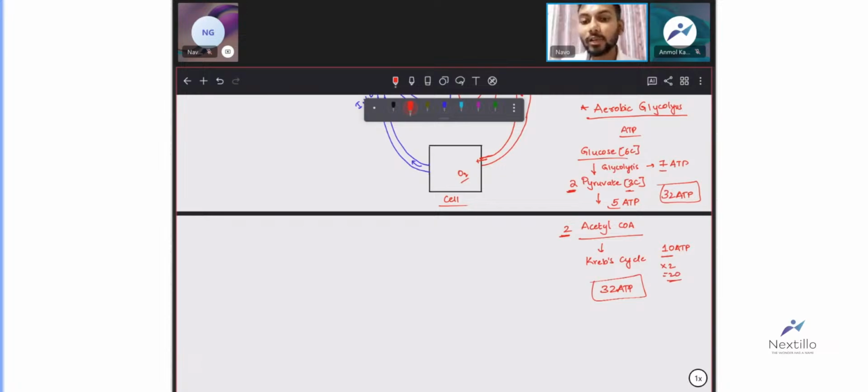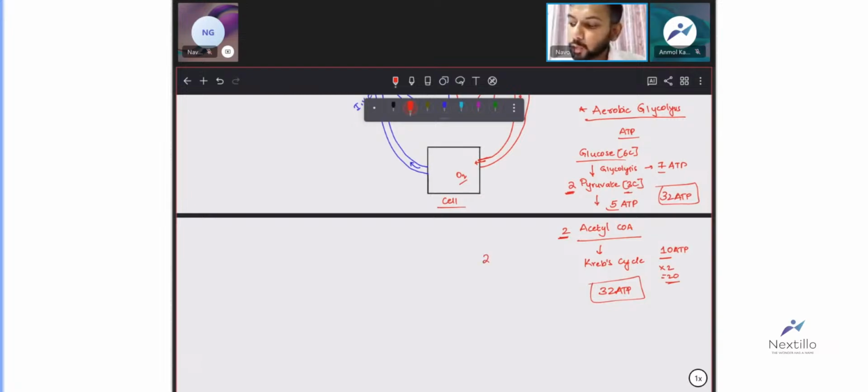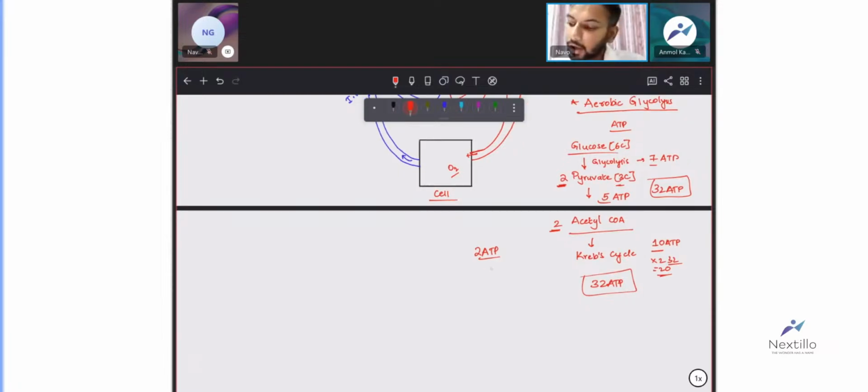Now imagine if the oxygen is absent. What will happen? It cannot undergo aerobic glycolysis. It will undergo something known as anaerobic glycolysis. And from one molecule of glucose, you will get only 2 ATP in anaerobic glycolysis. Did you understand? So you're getting 32 ATP in the presence of oxygen. In the absence of oxygen, you're getting only 2 ATP.